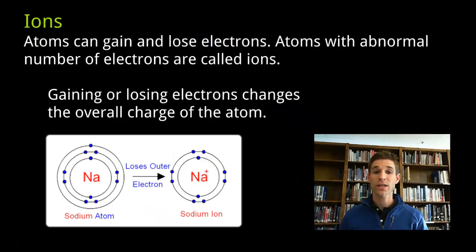So ions, which is our next important term here, are atoms that have gained electrons or lost electrons. They're still whatever atom they are, they just have gained 1 or more electrons, and we call these ions.